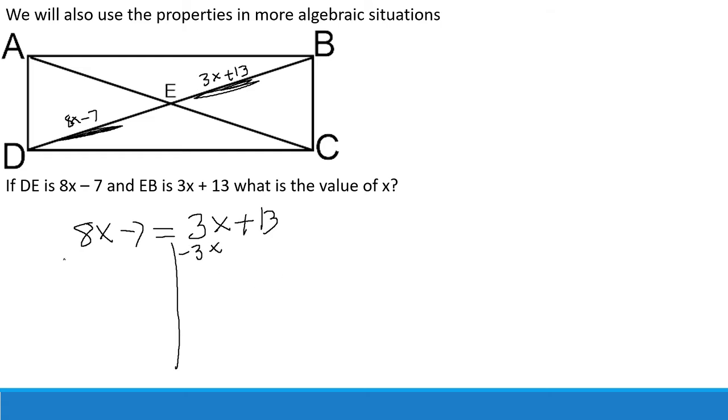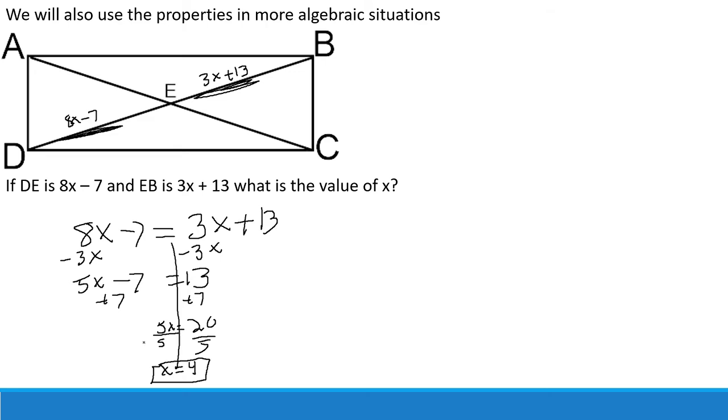So minus 3x, minus 3x. We get 5x minus 7 is equal to 13. Add 7, add 7. We get 5x is equal to 20. And then divide by 5, divide by 5. We get x is equal to 4.